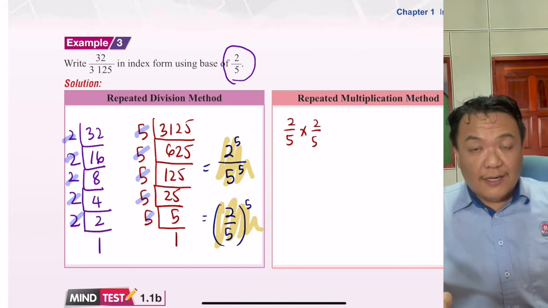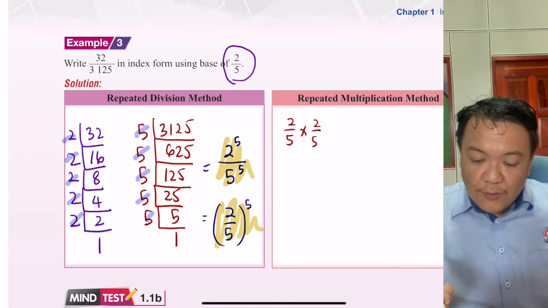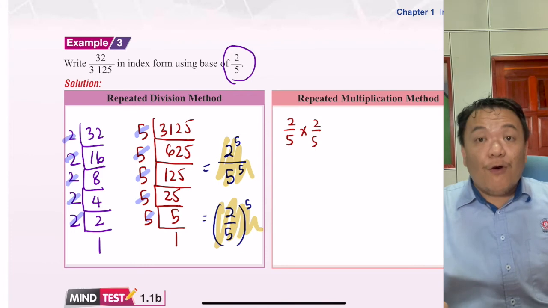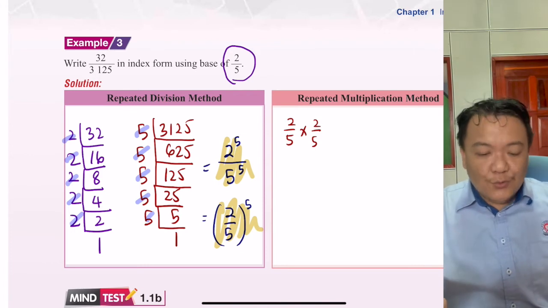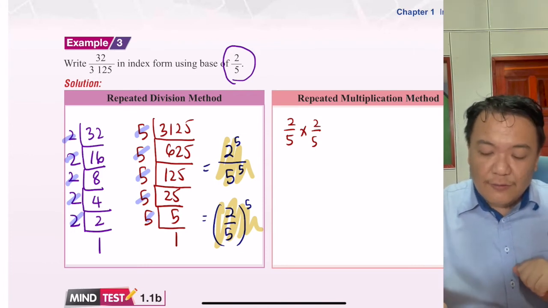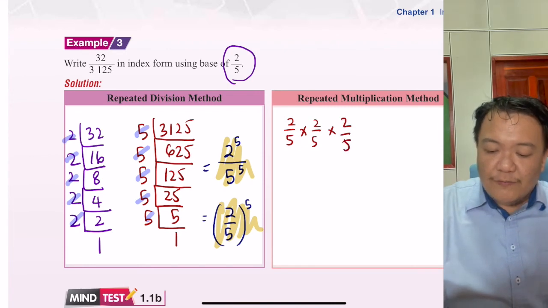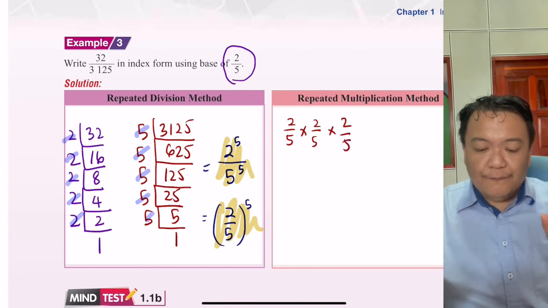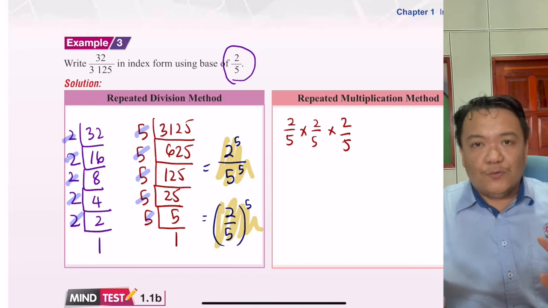Just press your calculator. If 2 over 5 times 2 over 5, you will get 4 over 25. Not yet 32 over 3125. So further darab lagi 2 over 5 until you get 32 over 3125.